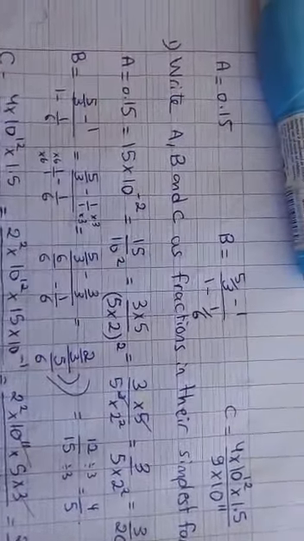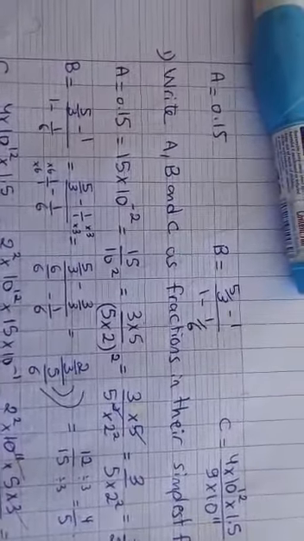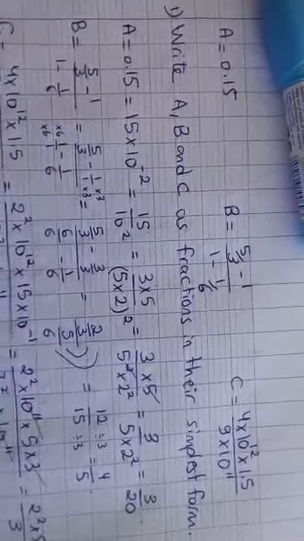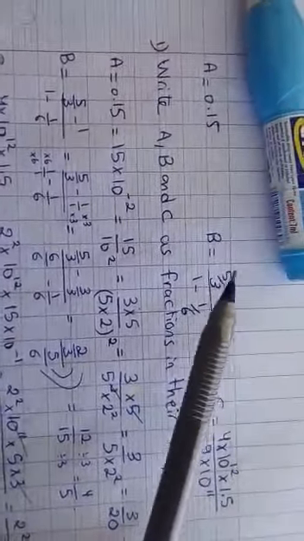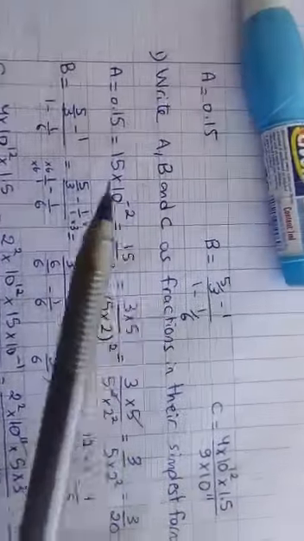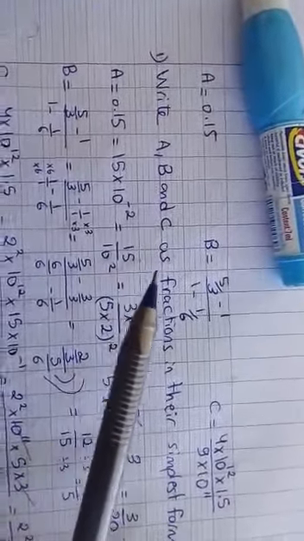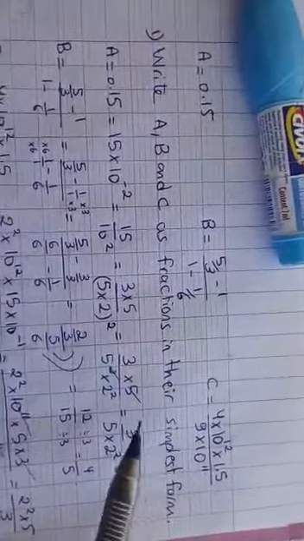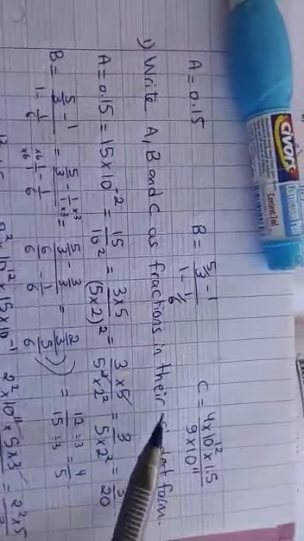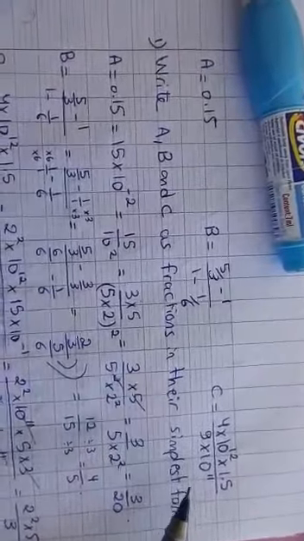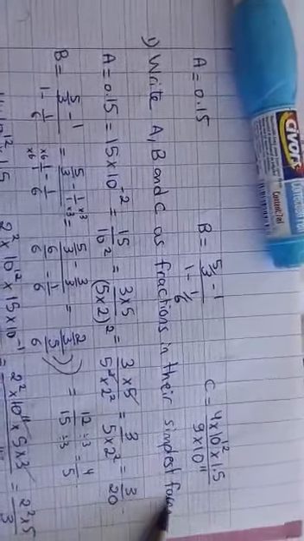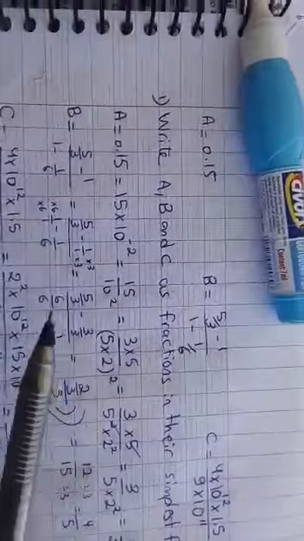We are going to solve two applications in order to practice the algebra that we have taken before. Okay, so given A, B, and C, the question is to write A, B, and C as fractions in their simplest form. Don't forget the simplest form. And it's not enough to write them as fractions, okay? We have to simplify them in order to get the irreducible or the simplest form of these fractions.